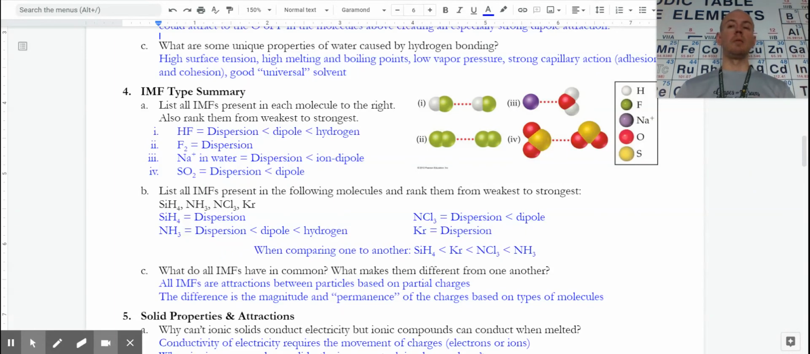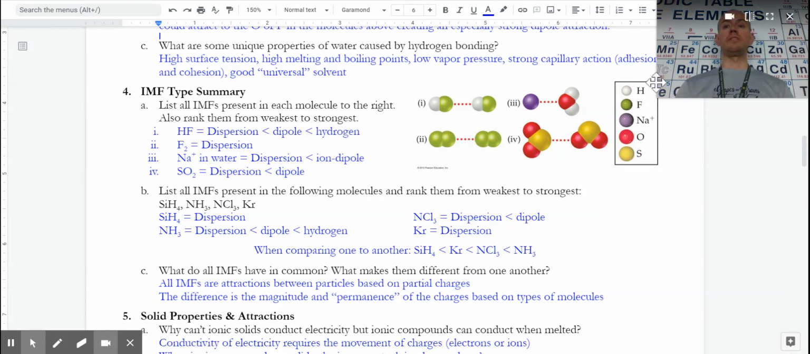Step one in almost all IMF problems, multiple choice or free response, is recognizing what types of IMFs a molecule may have. Step two is comparing them in terms of their strength. And then step three is often using the properties to compare that substance to another.